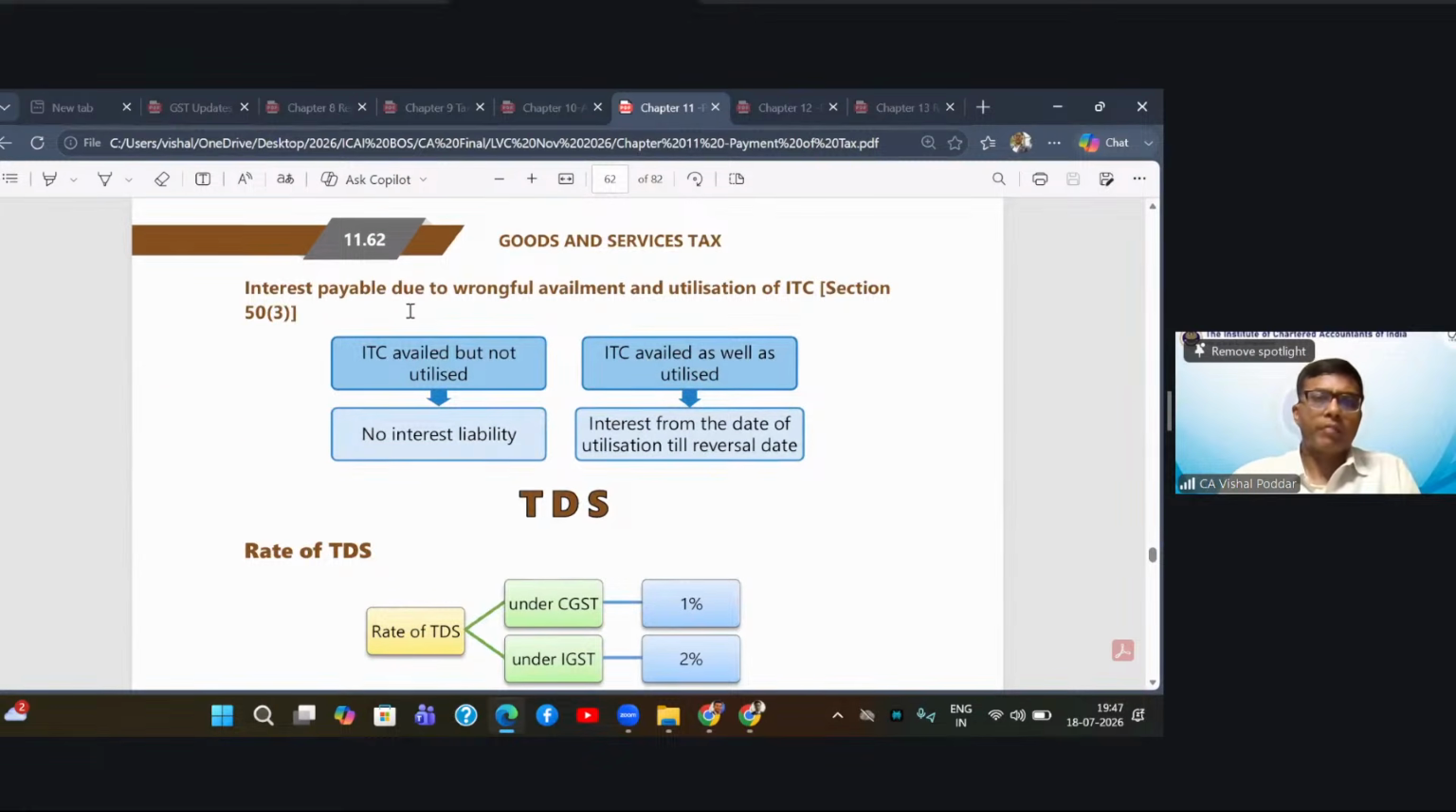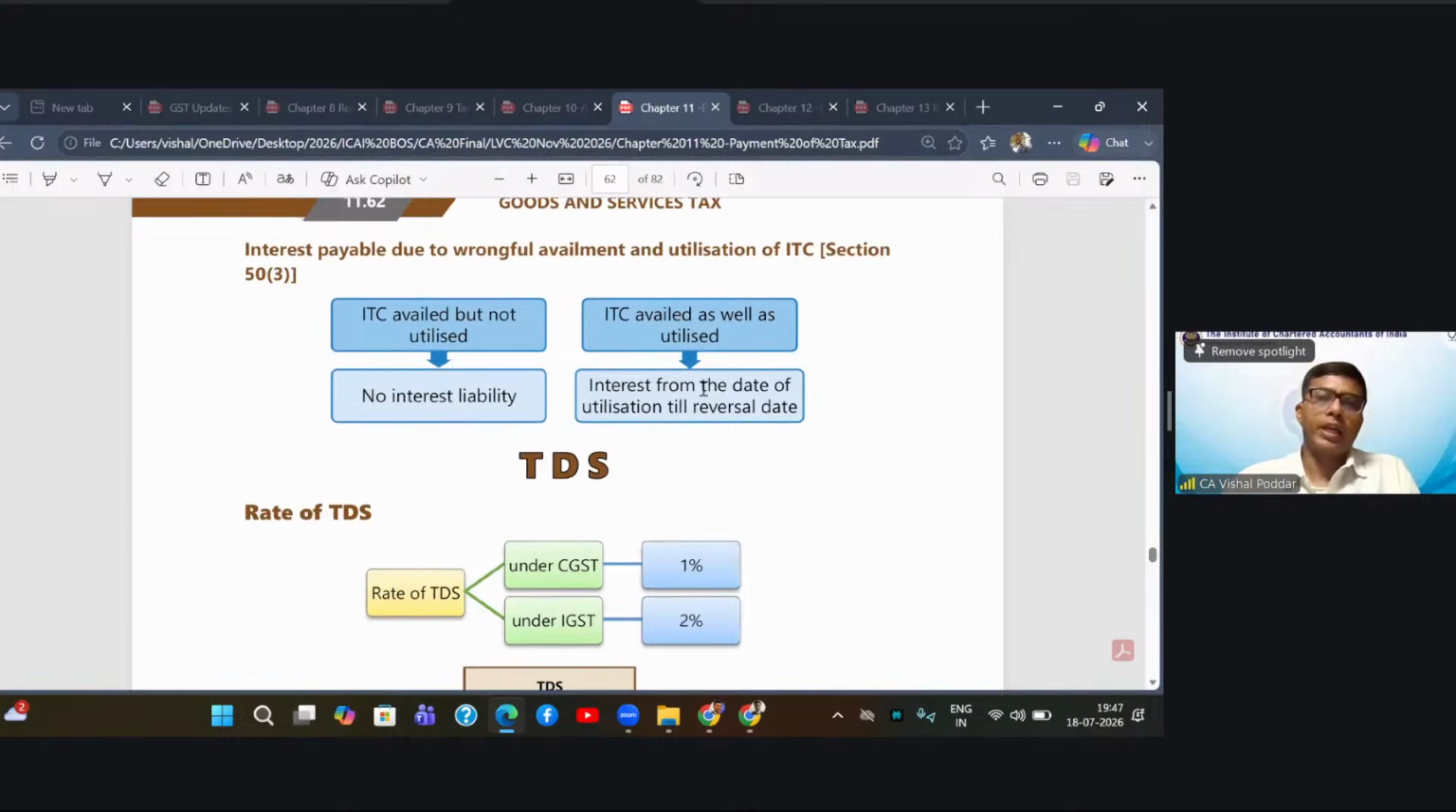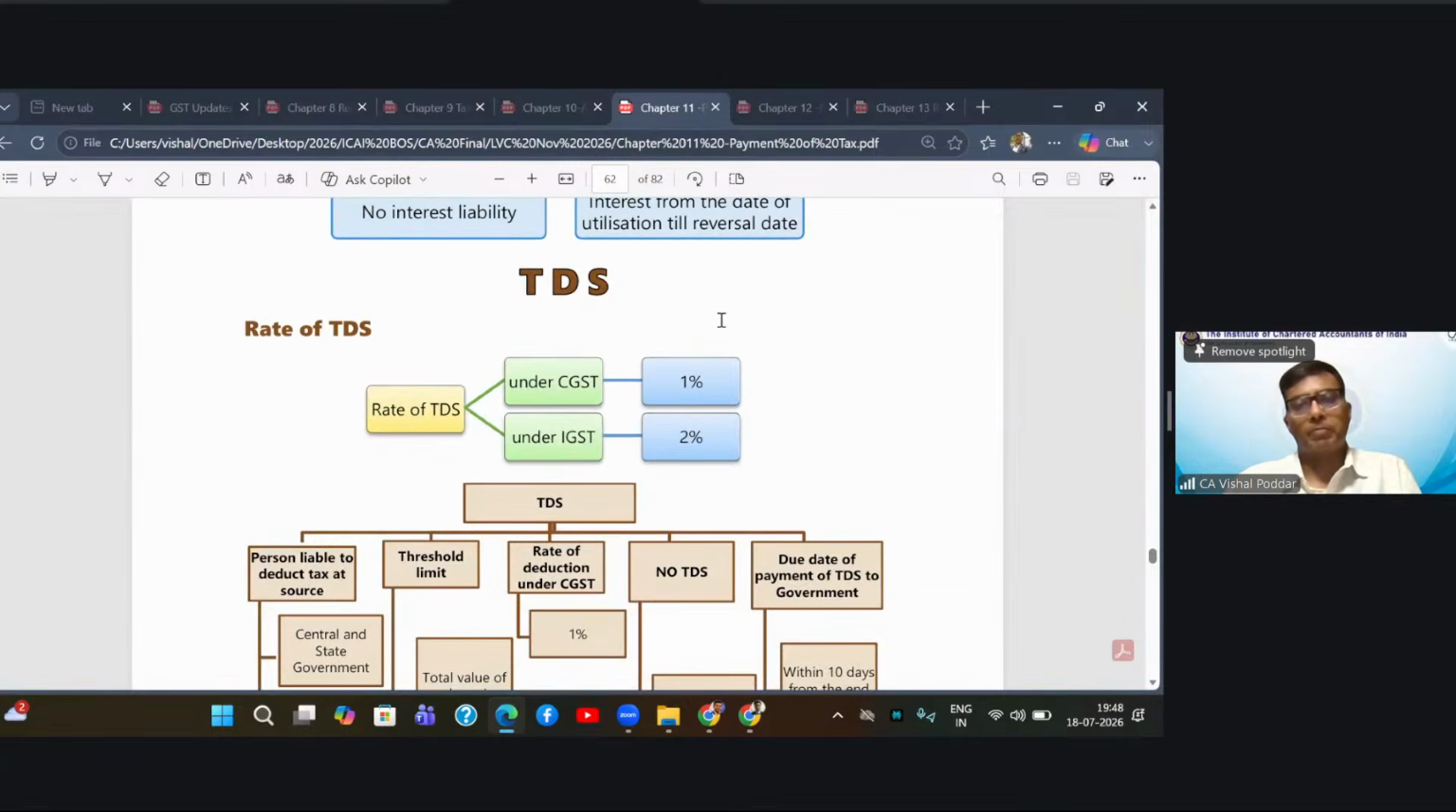Further, wherever there is wrongful availment or utilization of ITC, so I've wrongly availed and utilized my ITC, I will have to pay interest on that at the rate of 18%. So for wrongful availment and utilization of my ITC, I have to again pay interest. Now, interest is not calculated merely because you have taken wrong credit. It will be calculated once you utilize the credit wrongly. So interest will be calculated starting from the date when the credit is utilized wrongly.